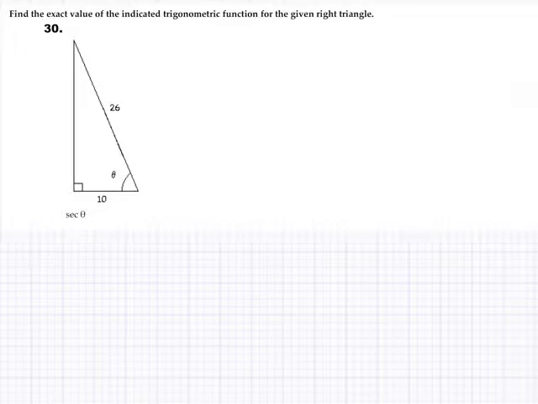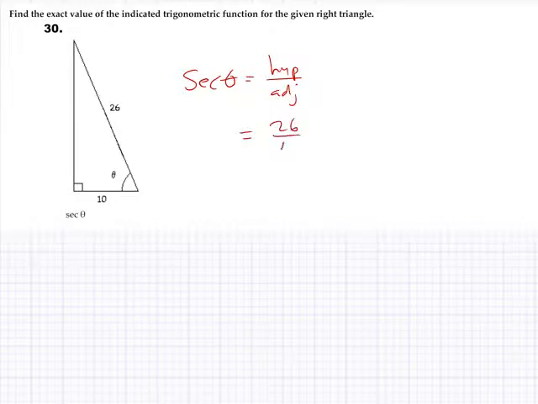Here we want to find the secant of theta. If you remember, secant is going to be hypotenuse over the adjacent side, because it's the reciprocal of cosine. So in that case, we have everything we need, and it would be 26 over 10. If you then simplify that, they're both divisible by 2, so you would get 13 over 5.